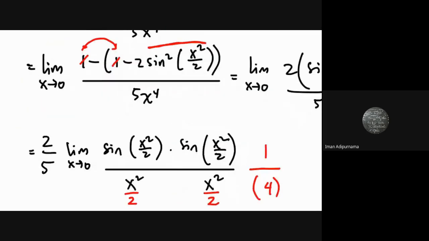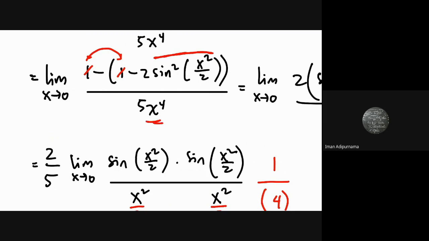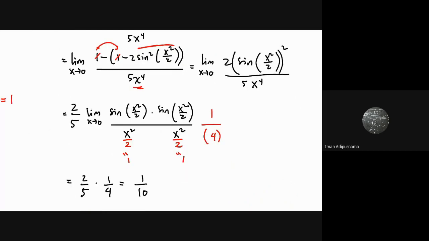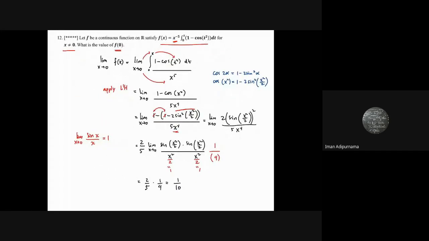So instead of using L'Hopital, which you may need to do several times, you can also think of using the trigonometric property. Okay, so that's number 12.